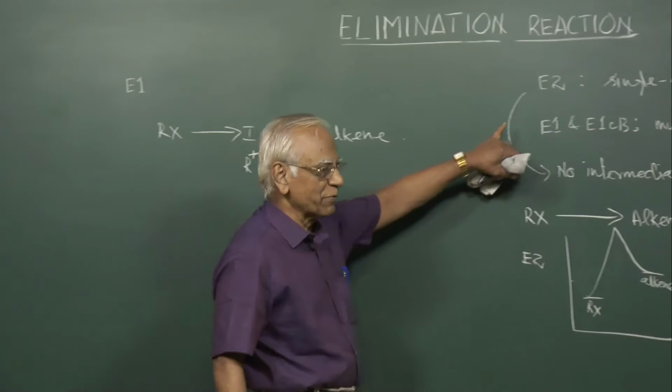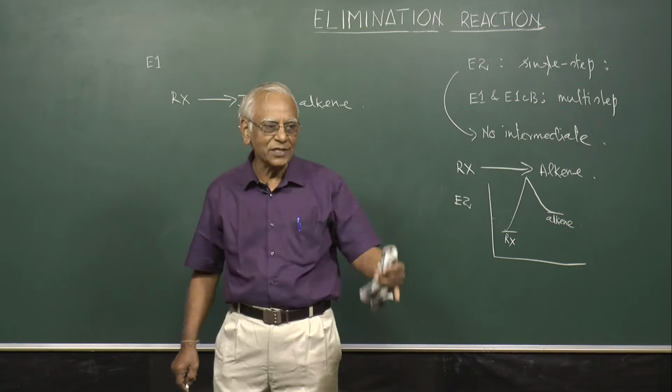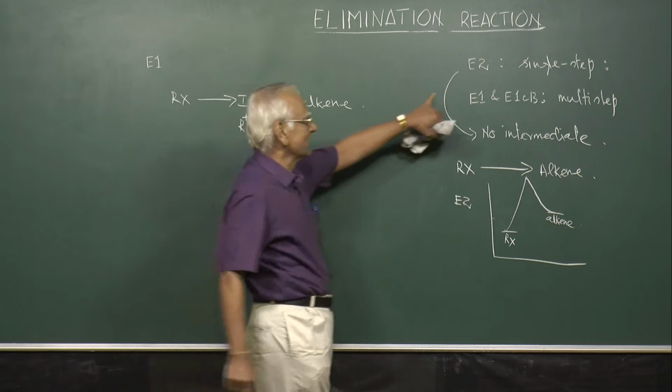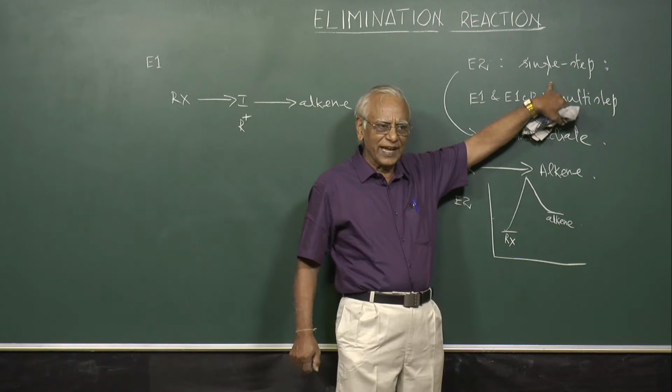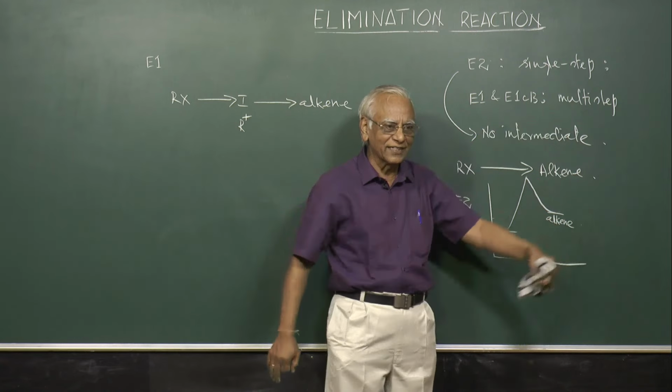What is the type of intermediate in E2 reaction? There is no intermediate there. It's a single step process. They could ask you the type of intermediate in E2 reaction: carbocation, carbanion, free radical, none of the above. The answer is none of the above.